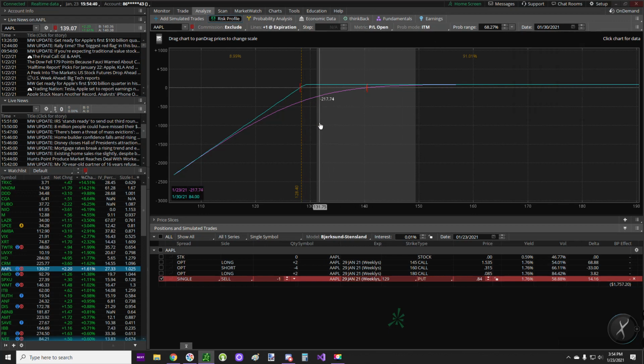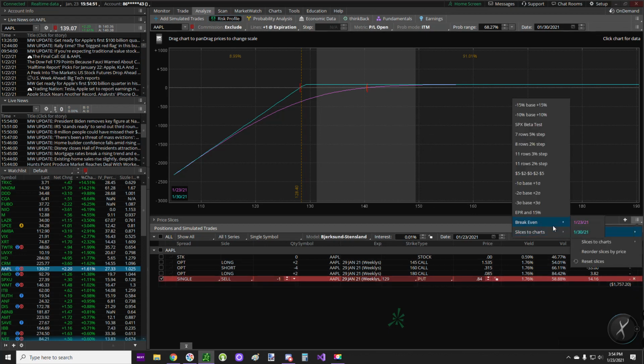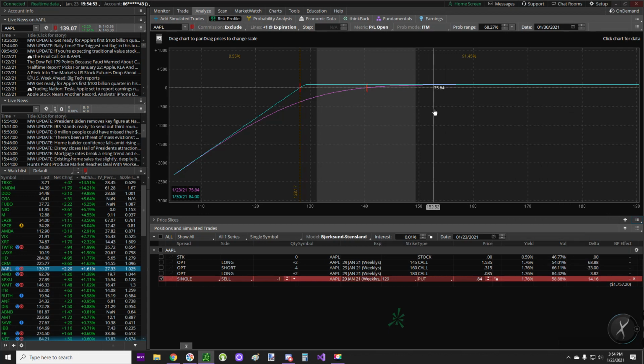So the TOS platform will give me that gray shaded area of where the one standard deviation move is. And then I can say set slices to charts, break even on 130. And this tells me I have a 91.45% of it being out of the money by next Friday.